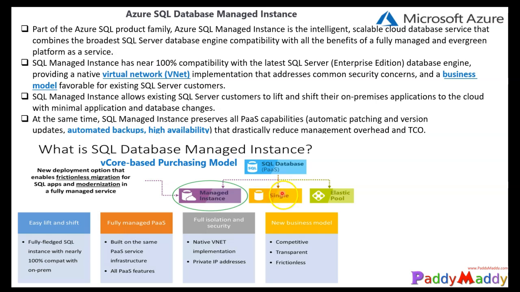So within the PaaS, if you see here, single, elastic pool, as well as the managed instance, these are the three different types we have. And let's have a demo along with some of the overview of how it looks.